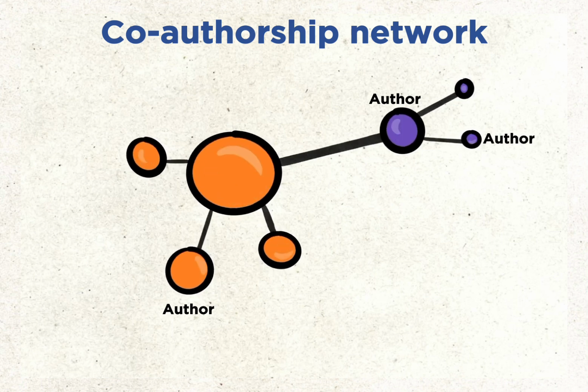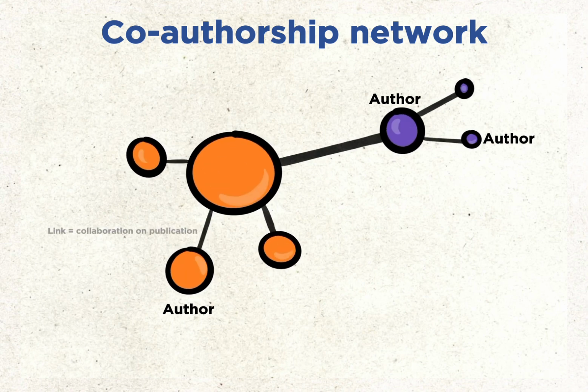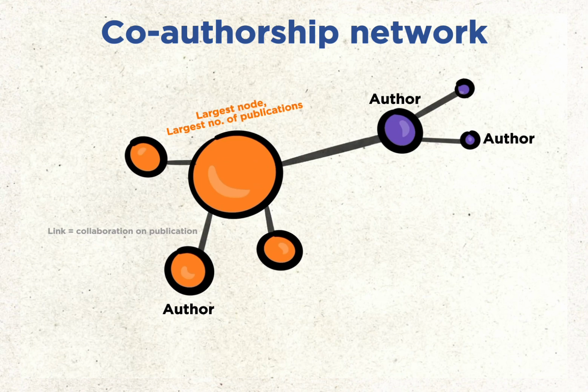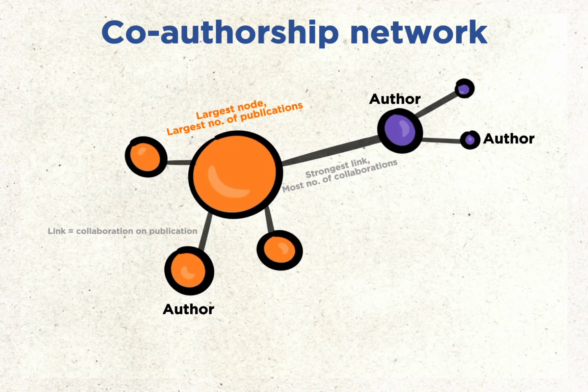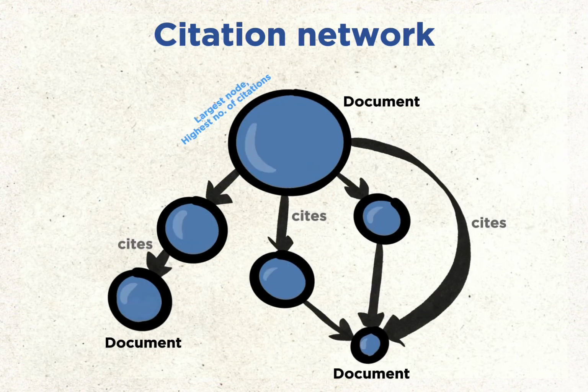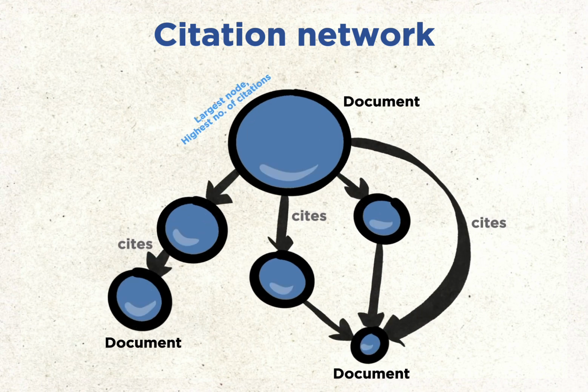Co-authorship networks display nodes of authors, organizations, or countries that have produced publications. Links between these nodes indicate collaborations between authors, and the bigger a node, the greater number of publications an author has. A citation network involves document nodes, and the links show one document citing another. These networks are often used to show the impact of a scholarly paper or author.